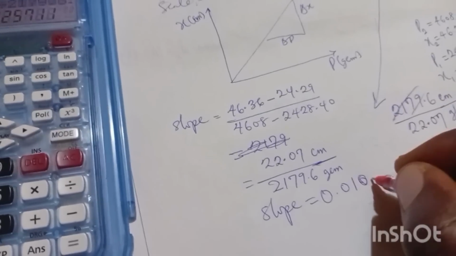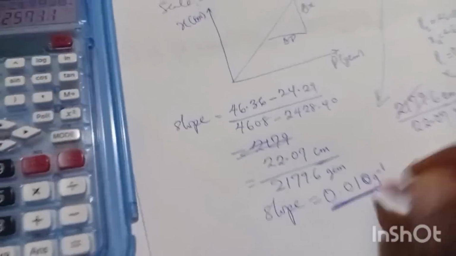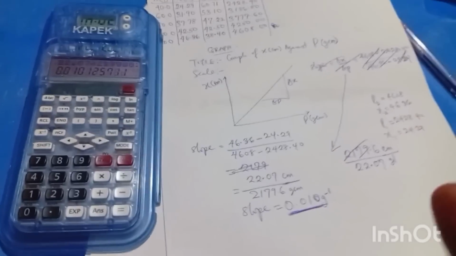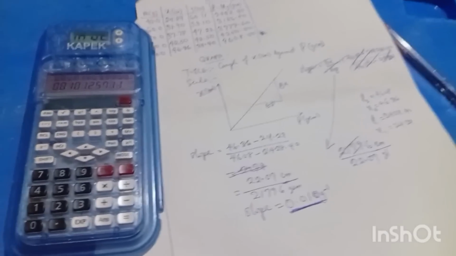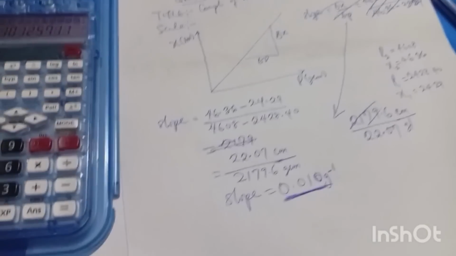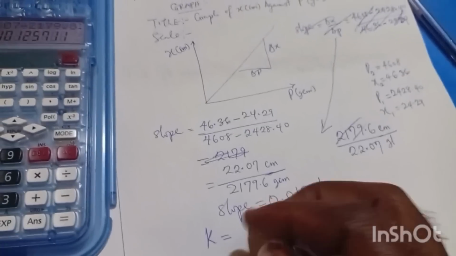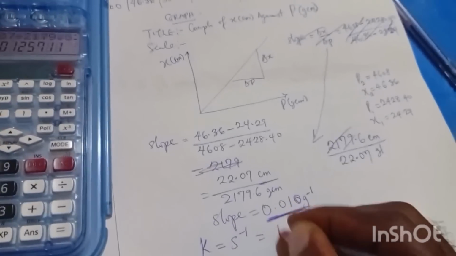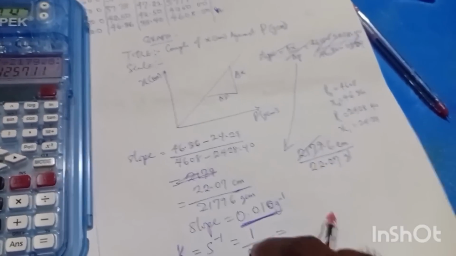Now, what can we do to that unit? This centimeter, and we have per gram. What will now settle the matter for you is that k. They will tell you to go and find your k as the inverse of this. This will give you your real value. So I think I have settled this slope. If they say you should find k as inverse, that will be 1 over 0.01.